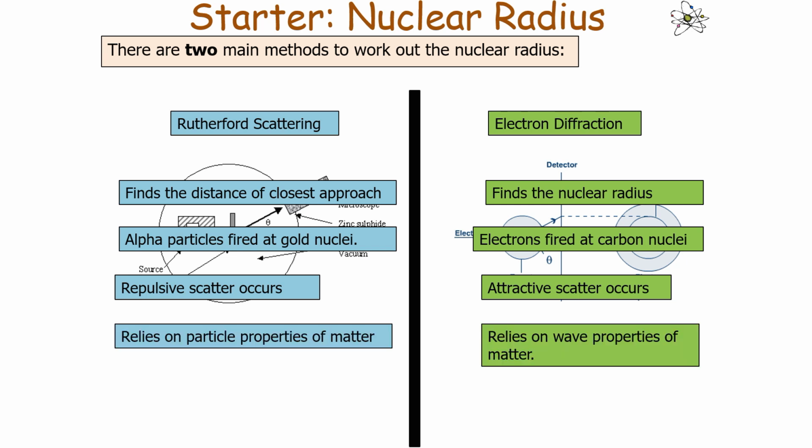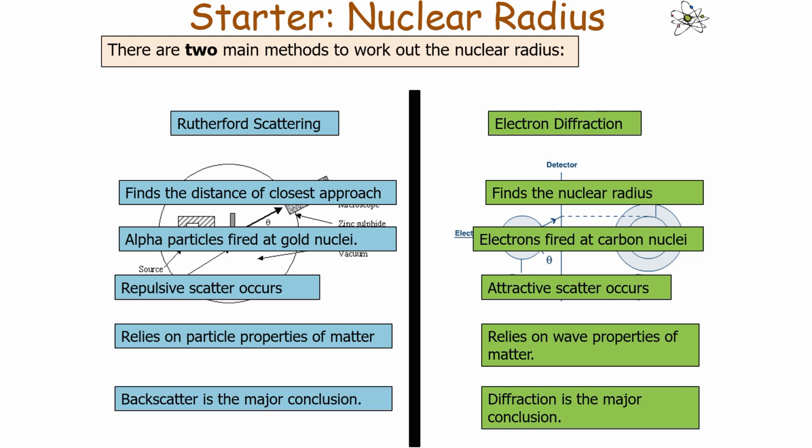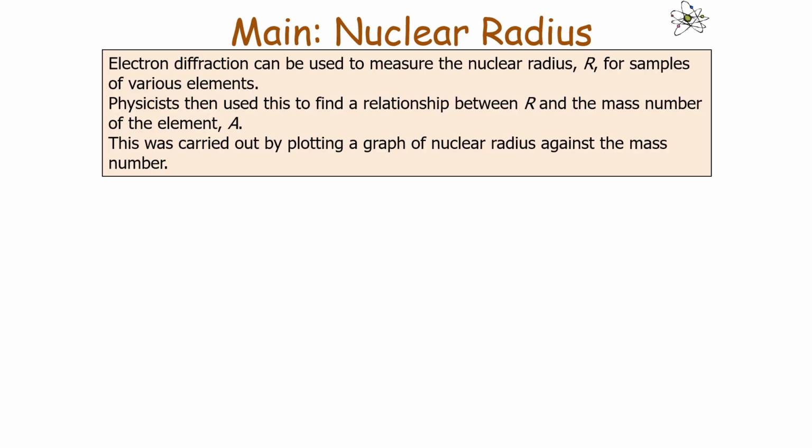whilst for electron diffraction, you will get attractive scatter as the negatively charged electrons are fired at the positively charged carbon nuclei. Now, Rutherford scattering relies on the particle properties of matter, whilst electron diffraction relies on the wave properties of matter. Rutherford scattering has the major conclusion of backscatter, leading to the idea that the nucleus must be extremely small compared to the size of the atom, whilst diffraction is the major conclusion in the electron diffraction method, which shows us electrons are acting as a wave and also allows you to work out the value of the nuclear radius.